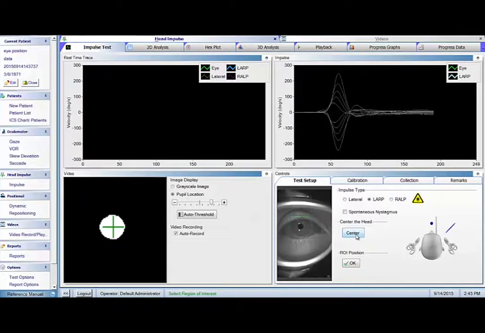Then we click center, and now you see you have the head as well as over here what we call the eye position indicator. And that's this line coming out from the patient's eye looking straight ahead.